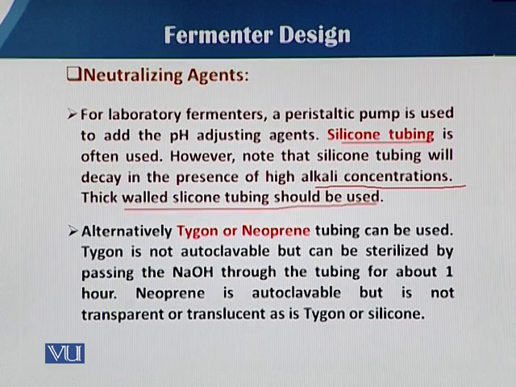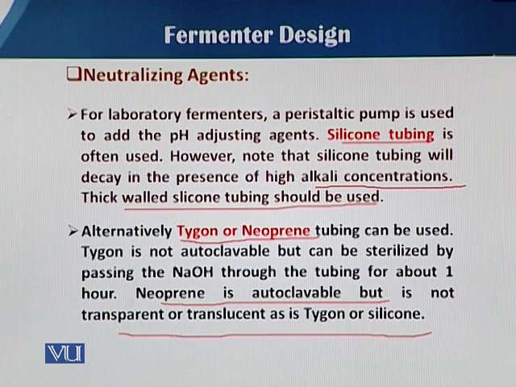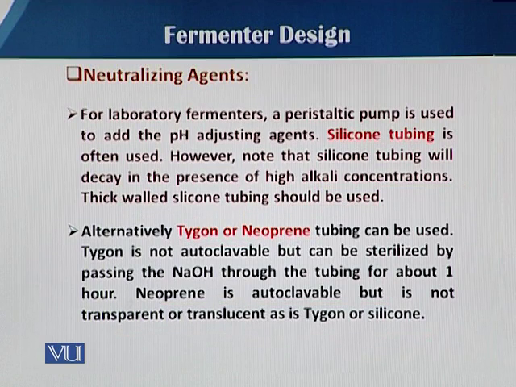Alternatively, we can have a choice of using Tygon and neoprene tubing. Tygon is not autoclaved but can be sterilized by passing sodium hydroxide through the tubing for about 1 hour. And neoprene is autoclavable but is not transparent. So, that's why Tygon or silicone tubing is mostly used for the addition of the neutralizing agent.